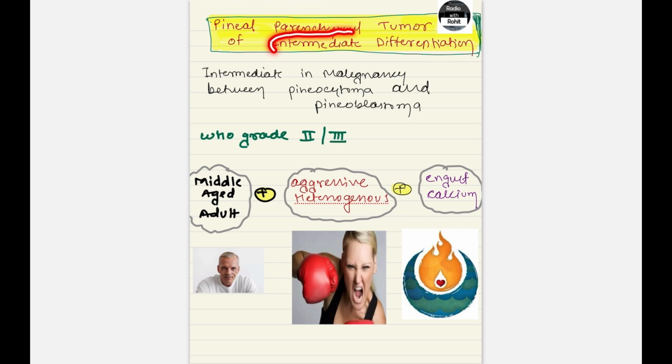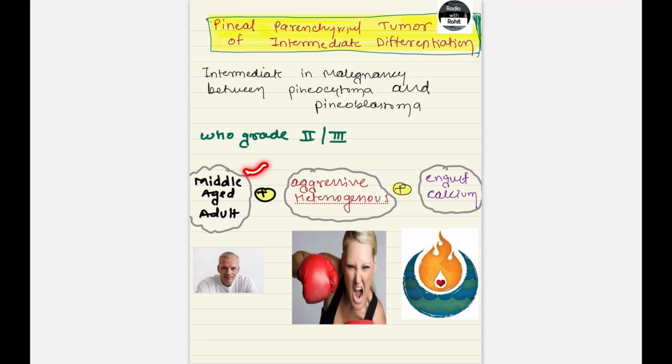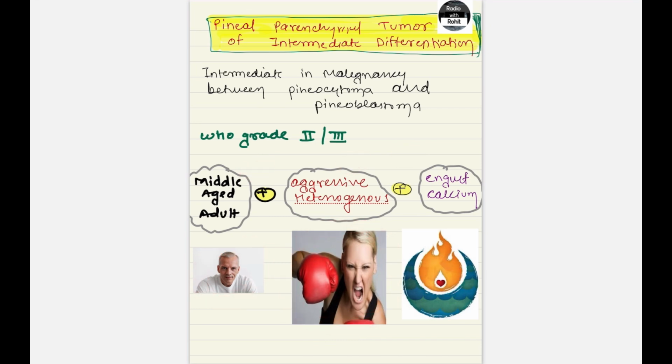Next, our discussion is on the pineal parenchymal tumor of intermediate differentiation. Why are we calling it intermediate? Its malignancy lies somewhere between the pineocytoma and the pineoblastoma. So WHO has put it at grade 2 to 3. A middle-aged male with an aggressive type of mass, which is showing engulfment of the calcium. If three features are present, middle-aged male, aggressive heterogeneous mass lesion, and engulfment of the calcium, then we will discuss the tumor under the pineal parenchymal tumor of intermediate differentiation.